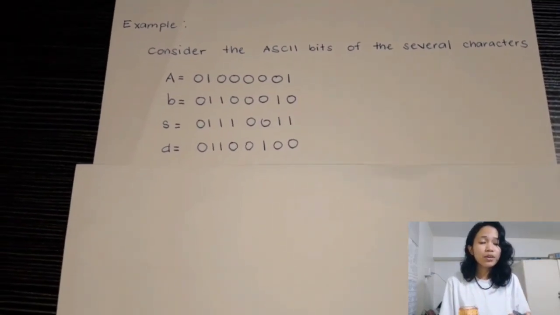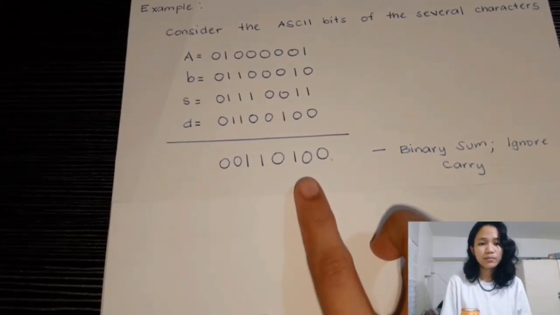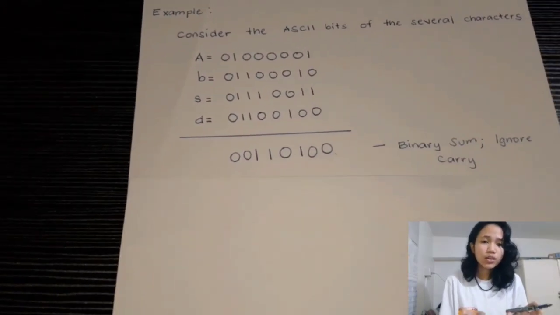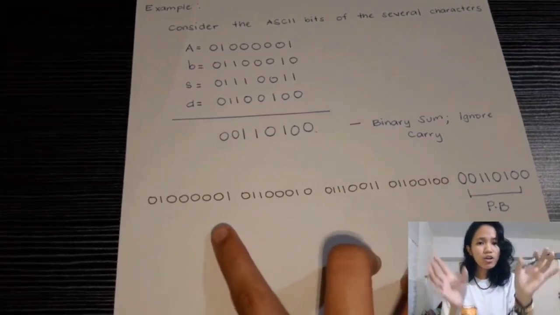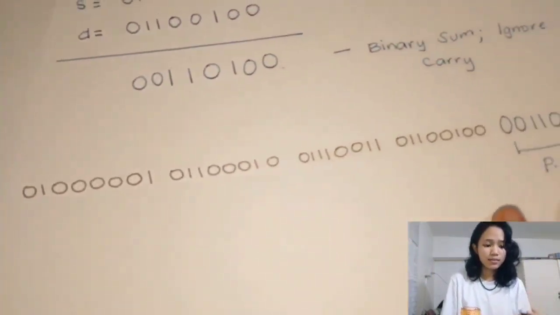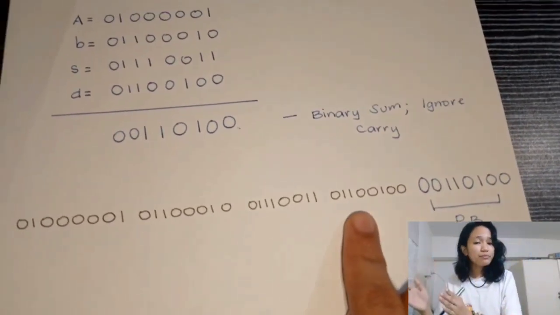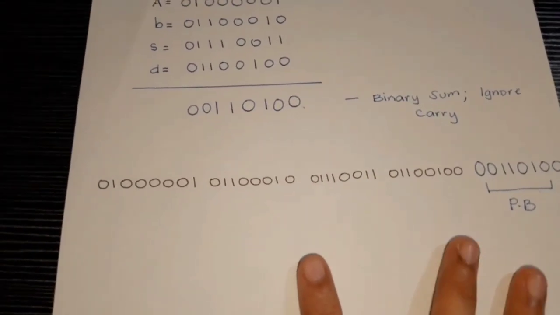In the first step, you will get the binary sum while ignoring the carry. After you get the binary sum of these data strings, it is now called the parity bits. These parity bits will be put alongside the data strings for the receiver to read. Take note that the parity bits can be put on the leftmost or on the rightmost depending on the system.